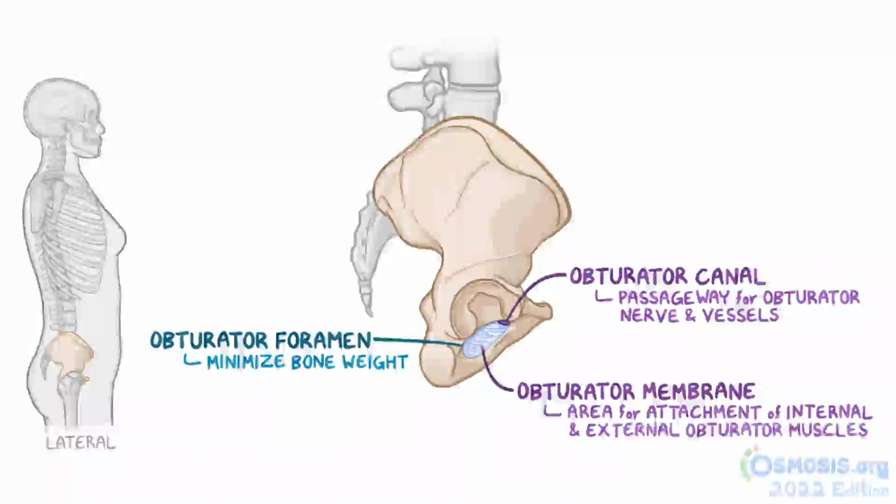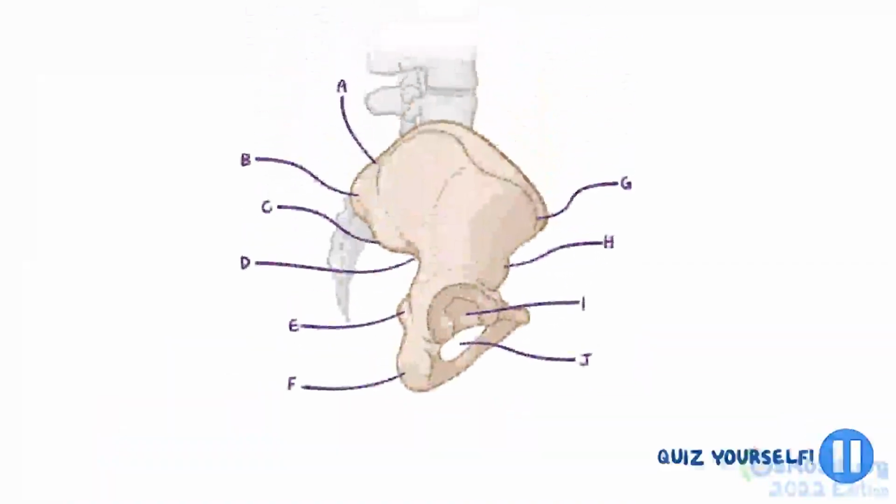Okay, so that was enough info to make your hip bones crack. So why don't you pause for a minute and see if you can label the most important features of the hip bones before we move on.